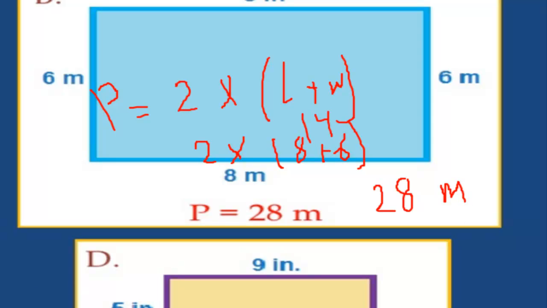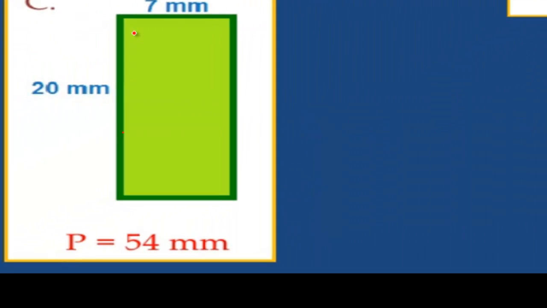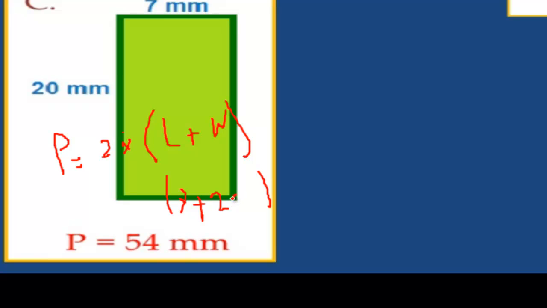Let's see this one. The perimeter here is equal to 2 multiplied by length plus width. The length here is equal to 7 and the width here is equal to 20. So 7 plus 20 is going to equal 27. 27 multiplied by 2 is going to equal 54.